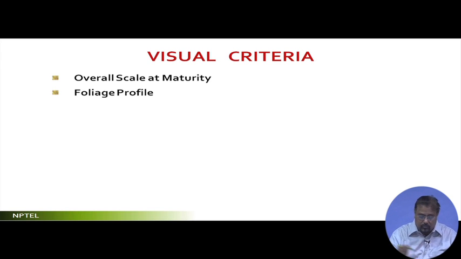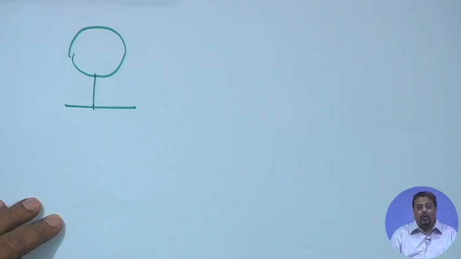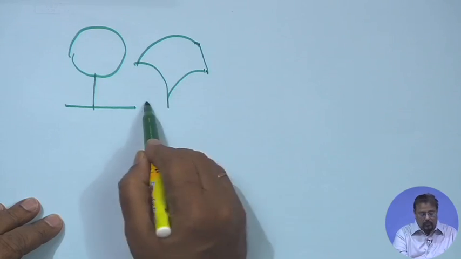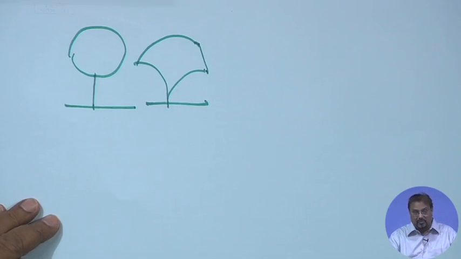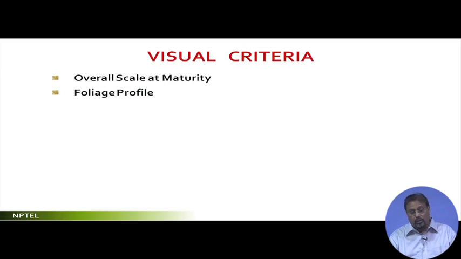Foliage profile is this. How it looks like. I will discuss this in detail, in sequence. So you take care of the overall scale at maturity and then the foliage profile, and then you take care of the habit. What is habit? Habit has nothing to do with the kind of habit that we use very frequently for ourselves. Habit is a branching pattern, which is technically called habit in plant sciences. That means a branching pattern.